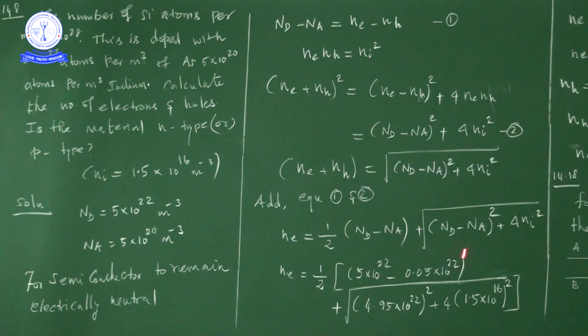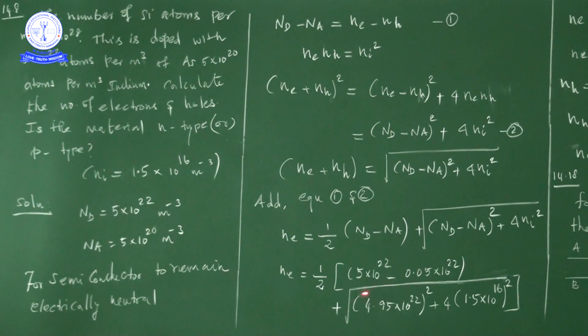How did we get 4.95, sir? The value of ND is equal to 5 into 10 power of 22. The value of Na is equal to 0.05. Then 5 minus 0.05 will give 4.95. The power is 10 power of 22, so taken commonly outside. So 5 into 10 power of 22, 0.05 into 10 power of 22. So the power will be equal.